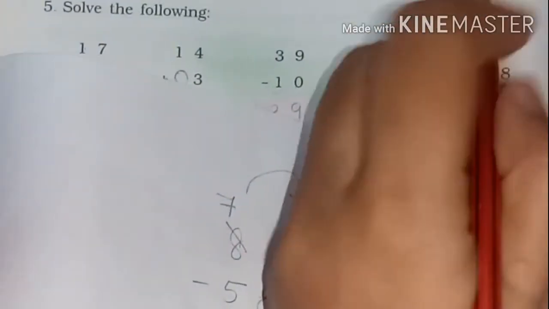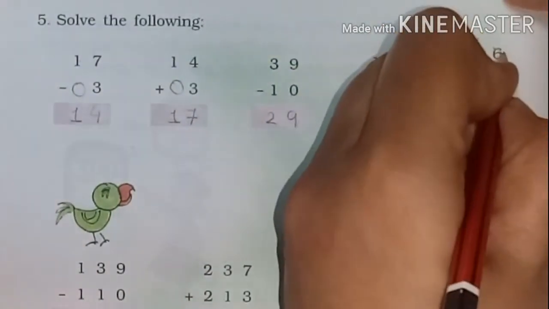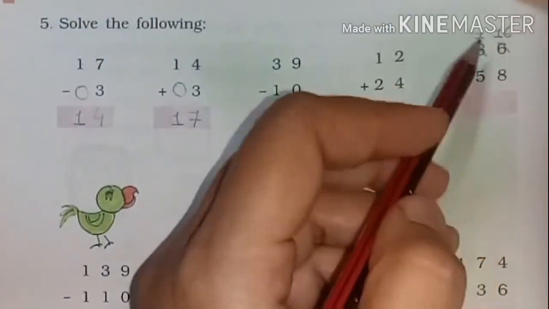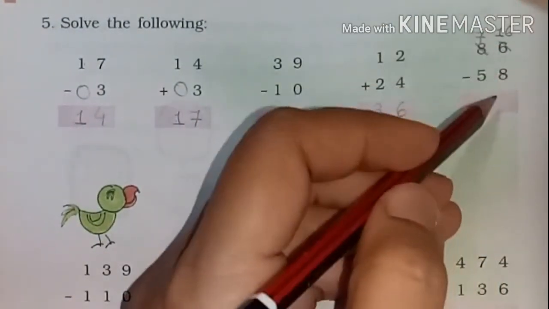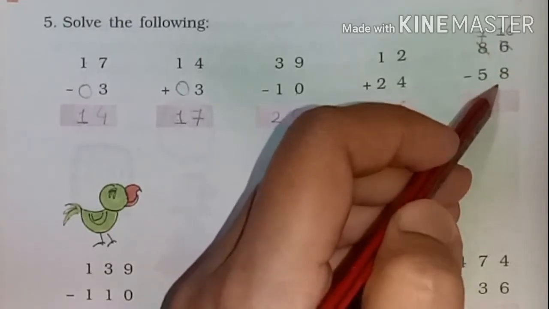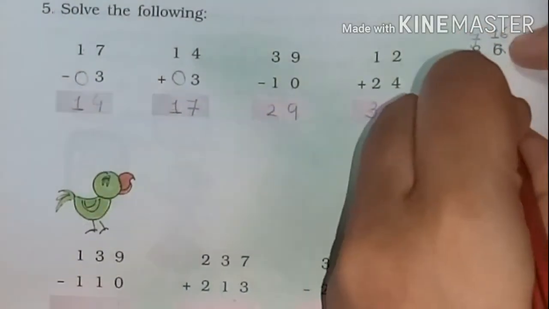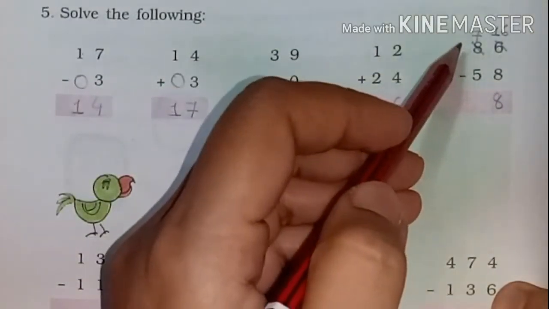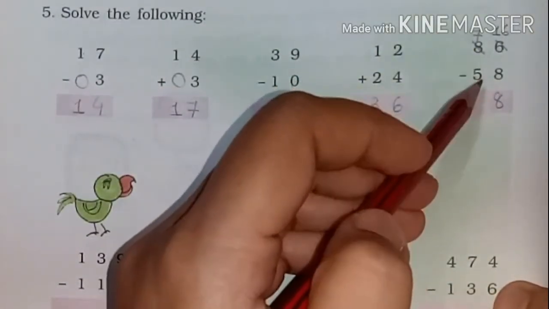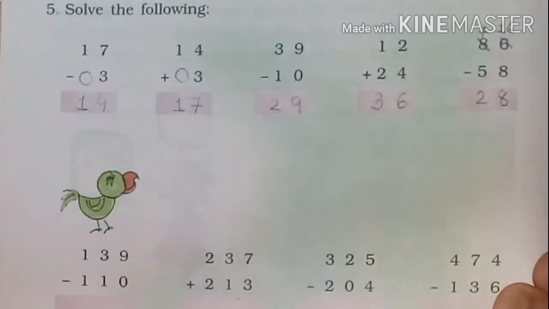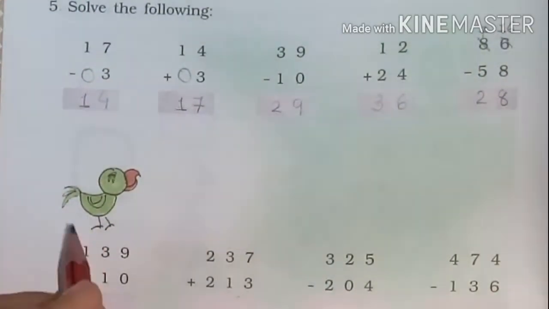So this 6 plus 10 will become 16. That's why here I am writing 16 instead of 6. So now we can easily subtract 8 from 16. So 16 minus 8 is 8. In the tens place we are having 7 minus 5, that is 2. Let us see the next sum.